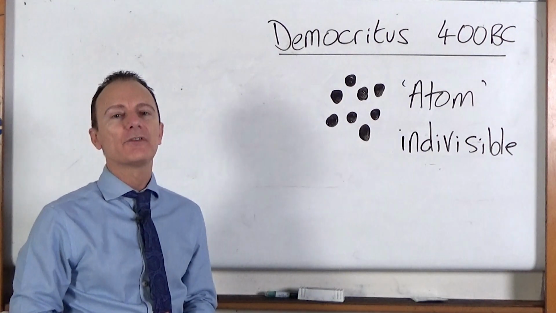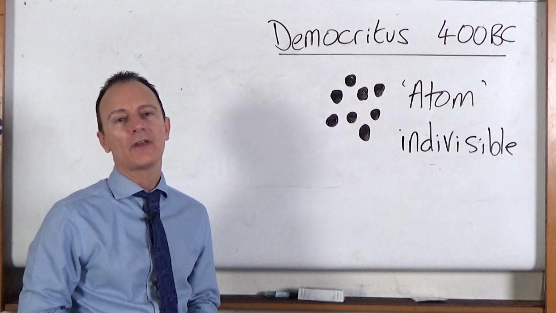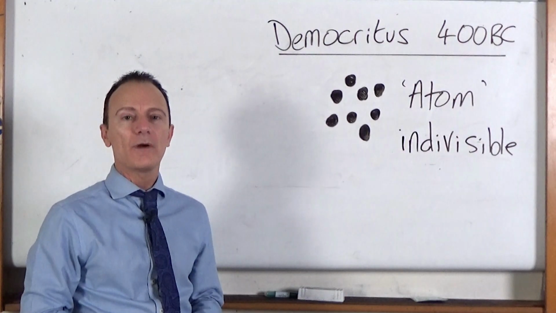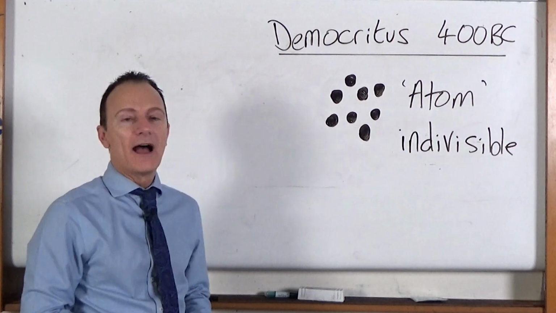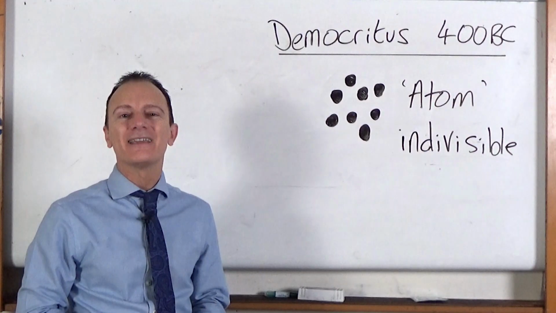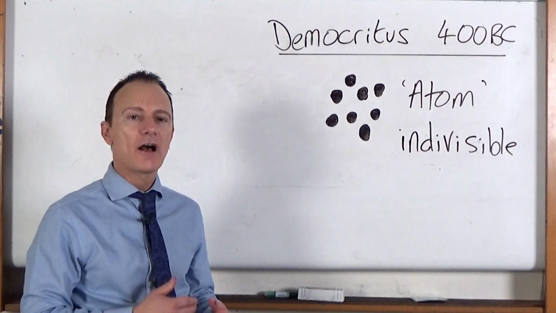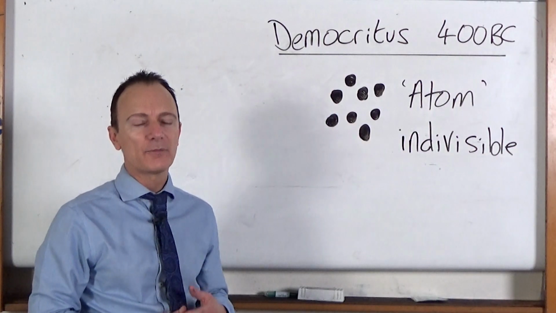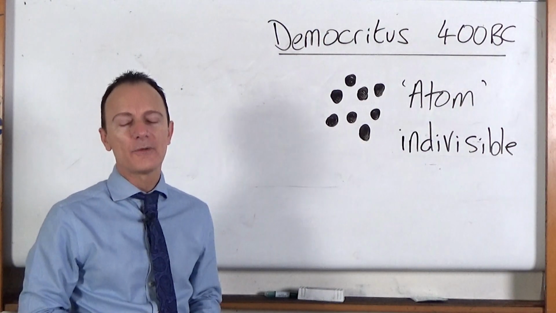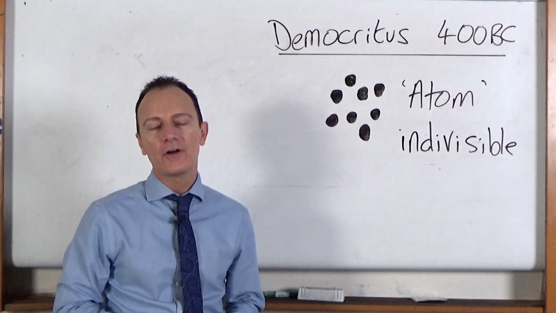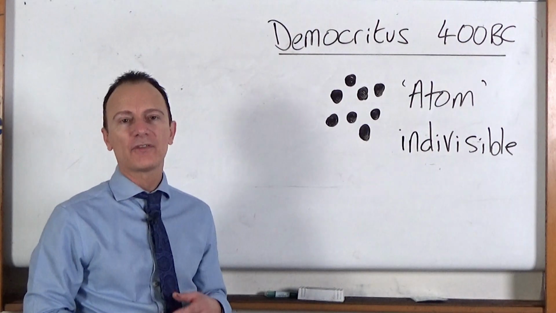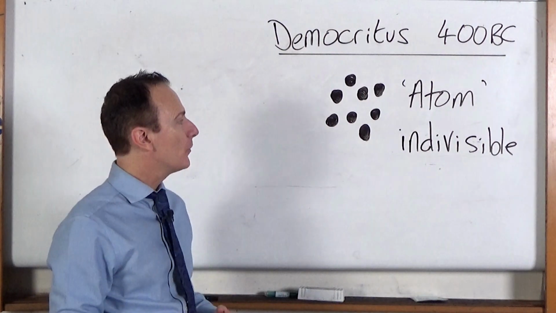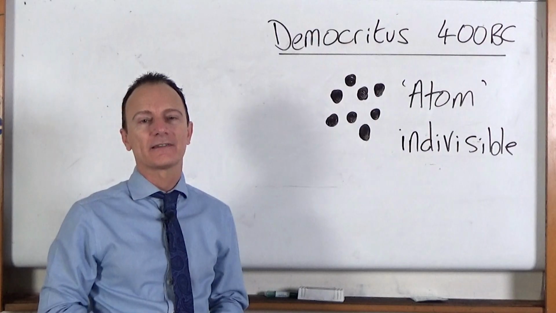So the first person to talk about atoms was Democritus, a Greek philosopher around 400 BC. So that's well over 2,000 years ago. And he used the word atom because it means indivisible. In other words, it can't be cut into any smaller pieces. So he thought that atoms were the smallest particle that all things were made of. Our understanding's moved on from that, obviously. We now know there's even smaller particles like protons, neutrons, and electrons. But he thought that atoms were solid spheres.